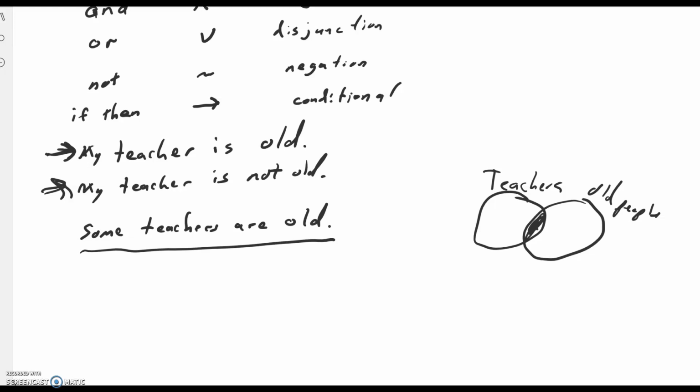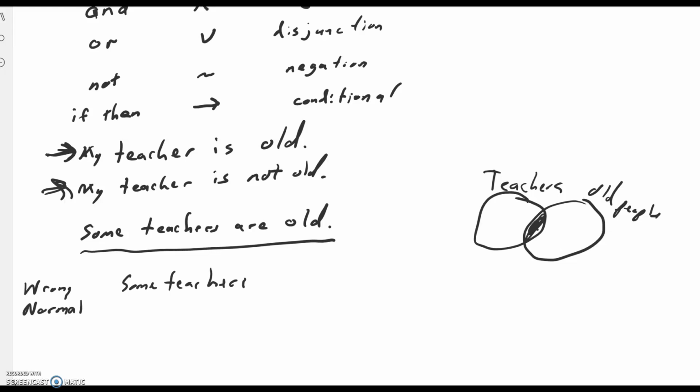Now I'd like you to draw an opposite statement. So this is wrong, but it's very normal: some teachers are not old. The person who writes this is kind of fixated on throwing a not in there, but they're not really thinking about what this means. You know, these are supposed to be opposites. If one's a negation of the other, they're supposed to be opposites. They're not supposed to have the same picture.